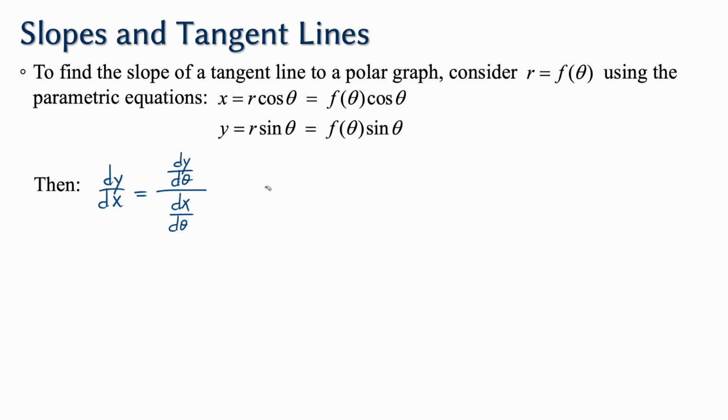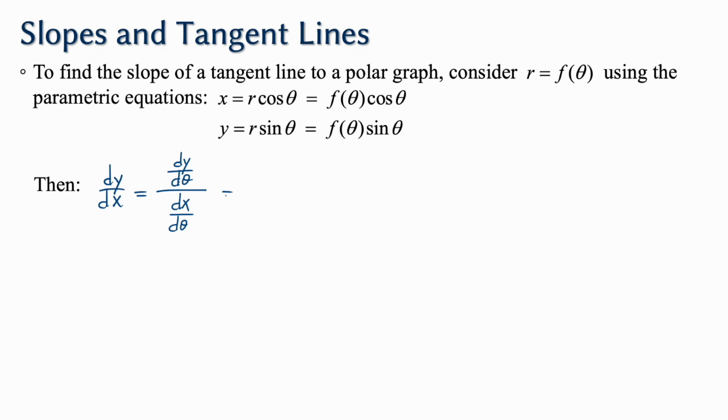What's different, though, is that when we did parametrics, these were just simple derivatives. We would calculate each one and create our dy dx. However, because of the way the conversion works, we literally have to find a product rule for x and a product rule for y. Remember, in the conversion, x is equal to whatever r is times cosine theta, and y is equal to whatever r is times sine theta. So in order to calculate dy dx, we have a product rule in the numerator and a product rule in the denominator.